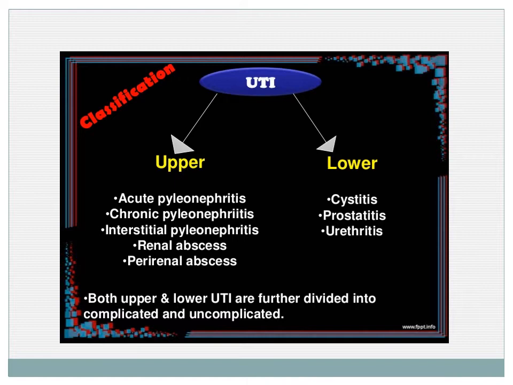Upper tract UTIs are known as acute pyelonephritis, chronic pyelonephritis, interstitial pyelonephritis, renal abscess, and perirenal abscesses. In the lower tract, it causes cystitis, prostatitis, and urethritis. Both upper and lower UTI are further divided into complicated and uncomplicated.